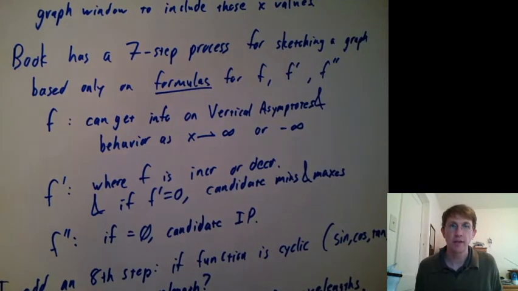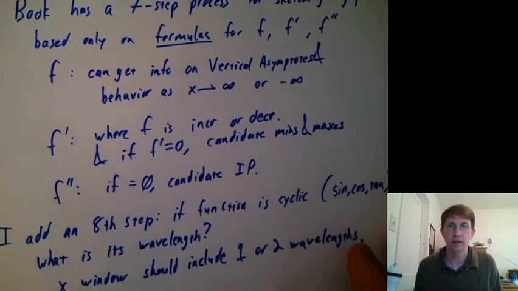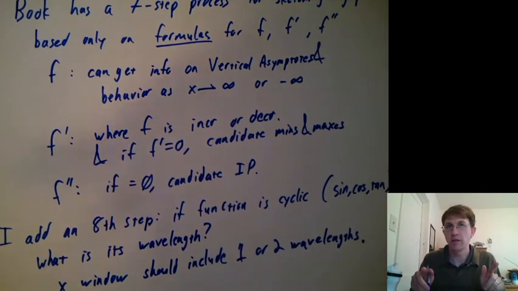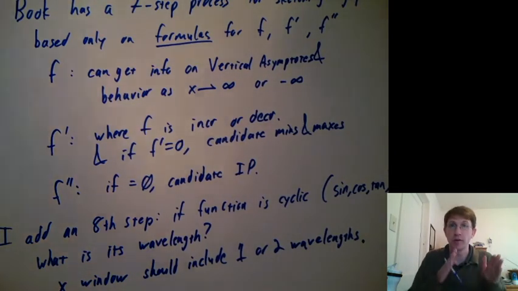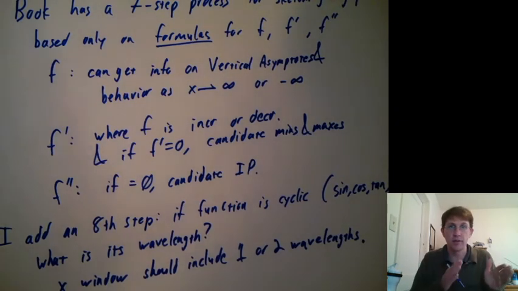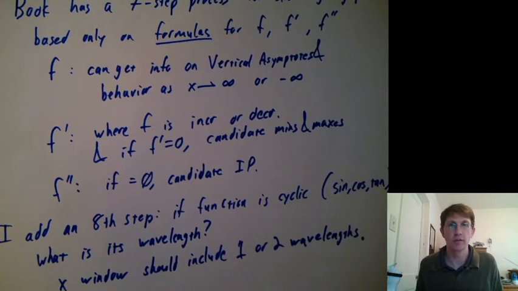I would add an 8th step to this whole sketching graph process. If the function is cyclic, like our classic sine or cosine, maybe even tangent, you should ask what's its wavelength, and then your x window should include at least one full wave, probably 2 or maybe even 3, just in case you're wrong about the wavelength being constant. Then you can see, oh, the wavelength was this, and then it got shorter, and then even shorter, or it was this, then it got shorter, then longer again. I think any cyclic function deserves a graph of at least 2 of its wavelengths.